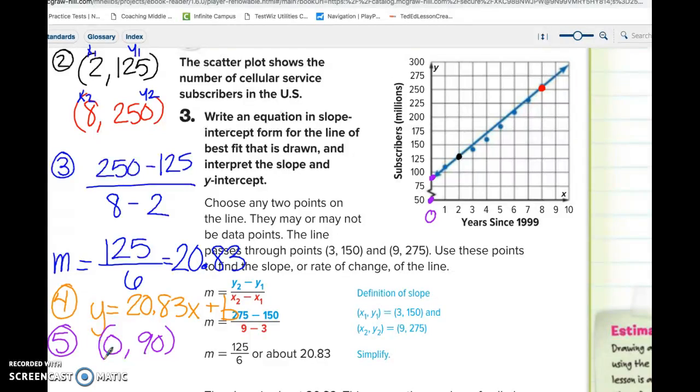So then for step 6, I need to sub it into my equation. Y equals 20.83 x plus what? 90. That's my equation. Questions about doing it? No. Those are all the steps that you need.